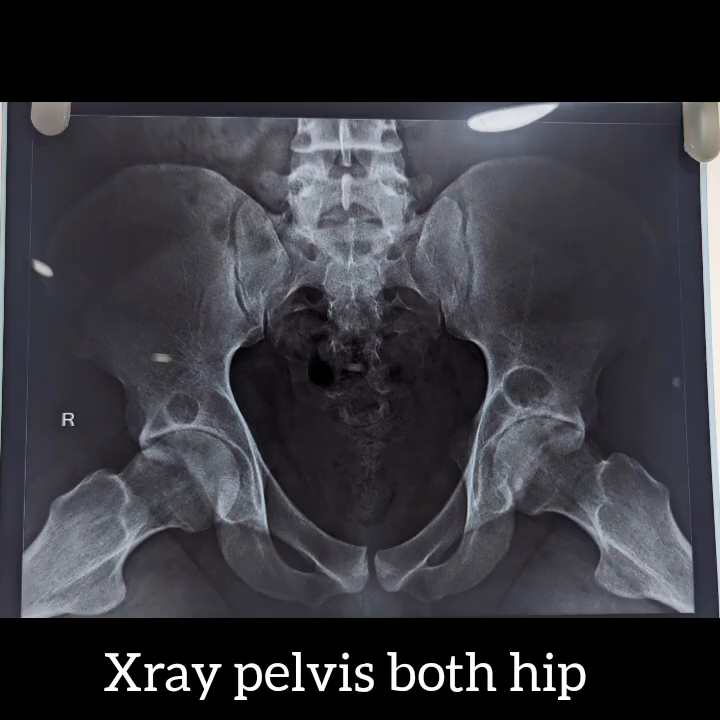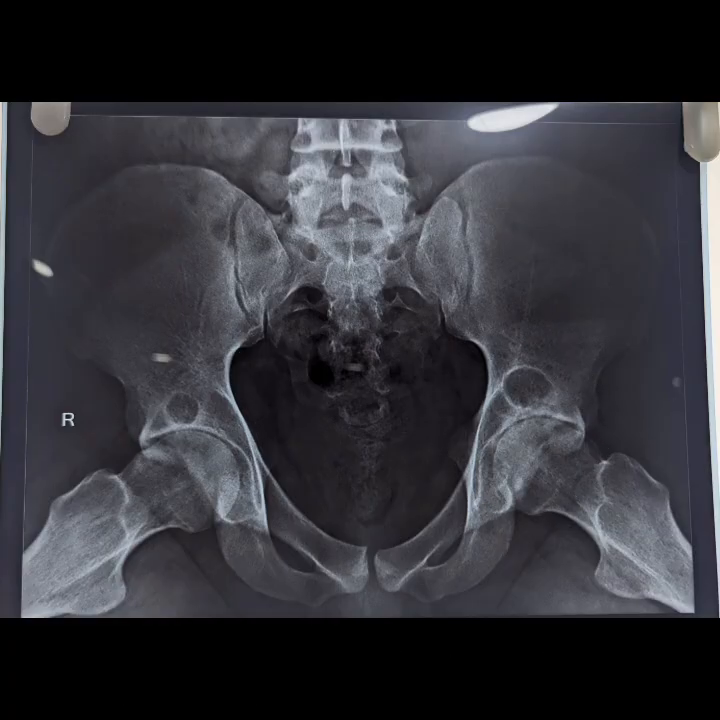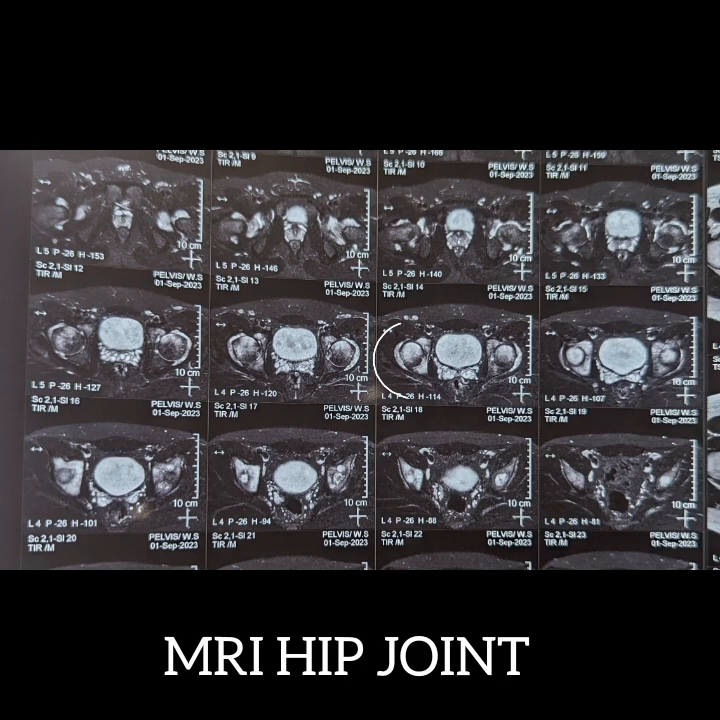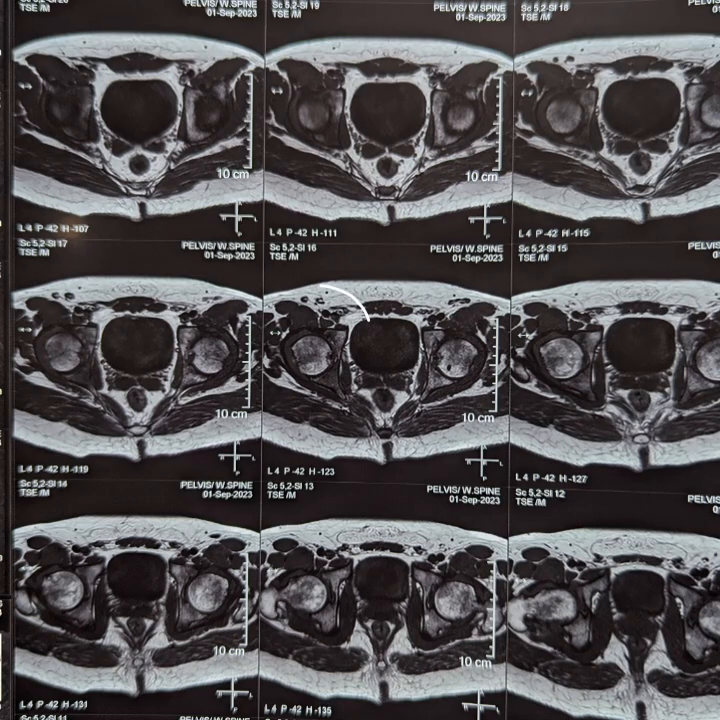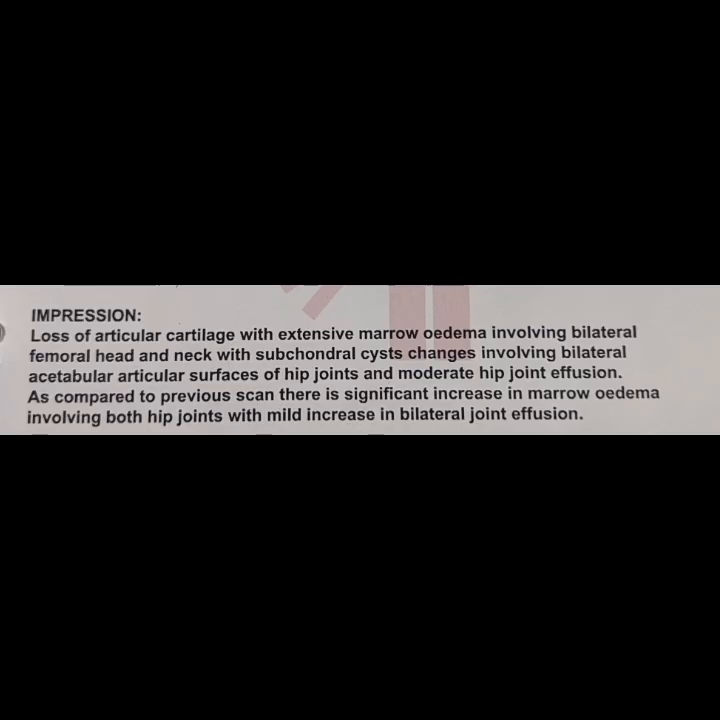X-ray pelvis with both hips showing erosion of the bilateral hip joints. MRI of the hip joint shows erosion of the femoral head as well as the margins of the acetabulum. Also showing degenerative sclerotic cysts at the hip joints. It also shows moderate effusion in the hip joint. This is the report of the MRI.